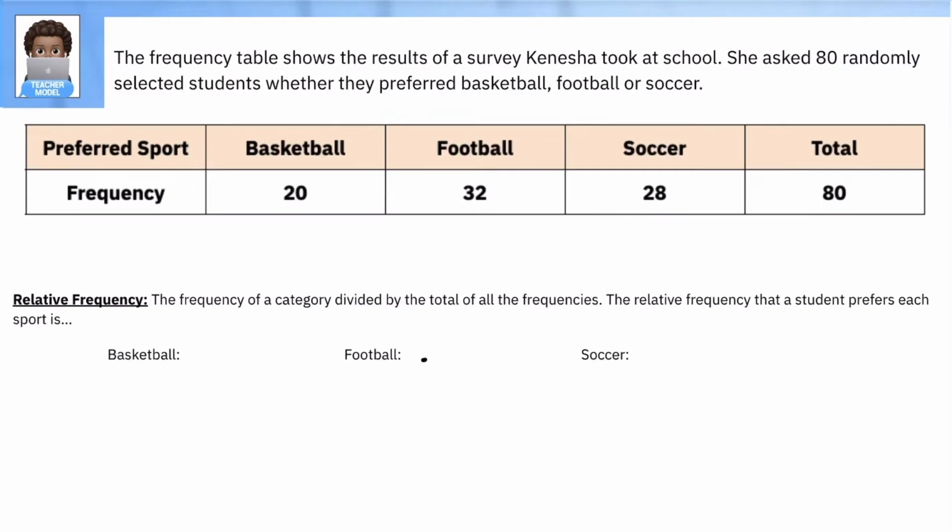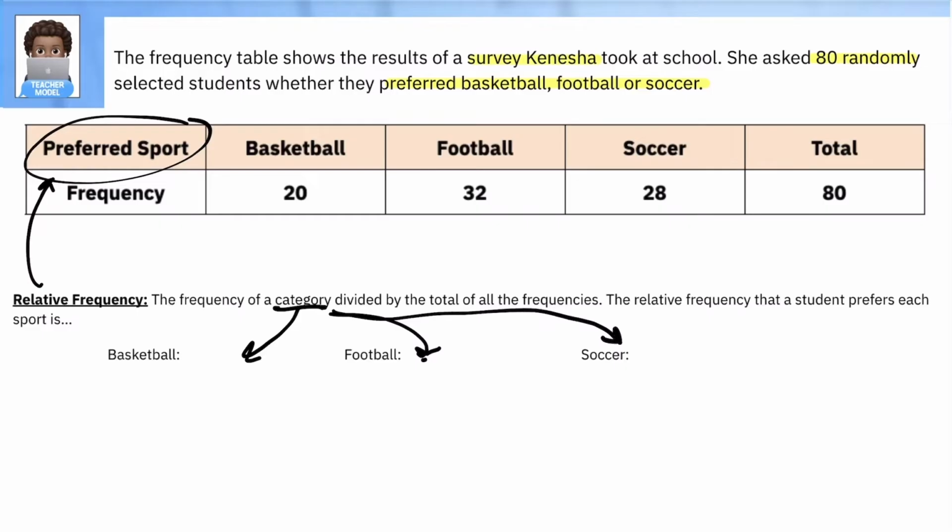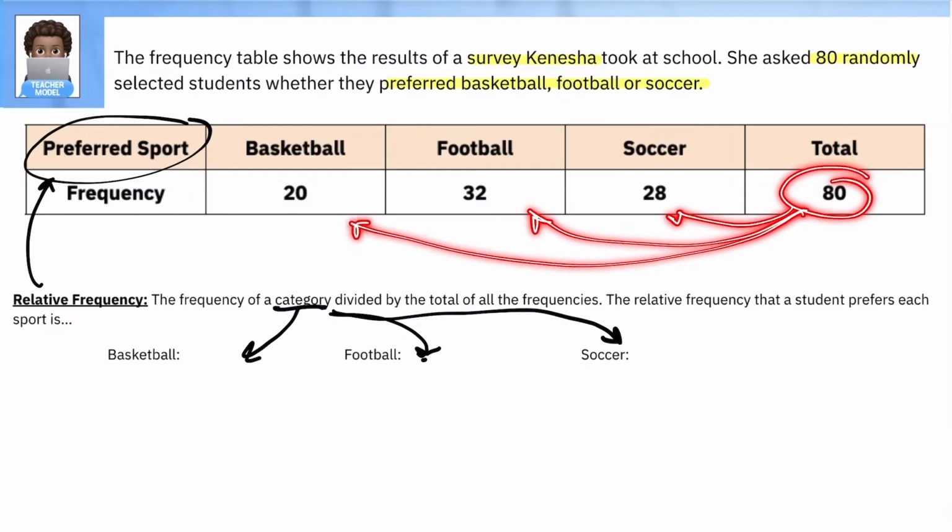So here's the model I'm going to give us for today. We're going to start off with this survey that Kanisha took at school, and she asked 80 kids what sport they preferred to play: basketball, football, or soccer. So although we're going to look at a two-way frequency table, I want to just start high up. This is about preferred sports. So that's our relative frequency. It's the original categories that we're dividing all the frequencies by. Okay, so our preferred sports are basketball, football, and soccer. And that's how we're dividing all 80 kids. They're into one of these three buckets.